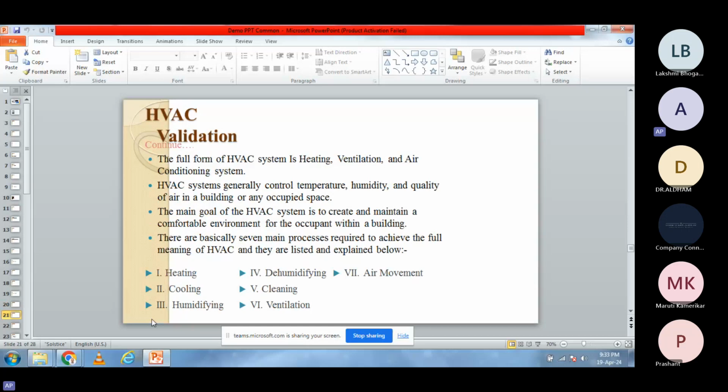The main goal of an HVAC system is to create and maintain a comfortable environment, which we discussed in the initial part. The objective of the HVAC system is human comfort. There are basic systems, the main processing controls of an HVAC system, like heating, cooling, humidifying, dehumidifying, cleaning, ventilation, and air movement.